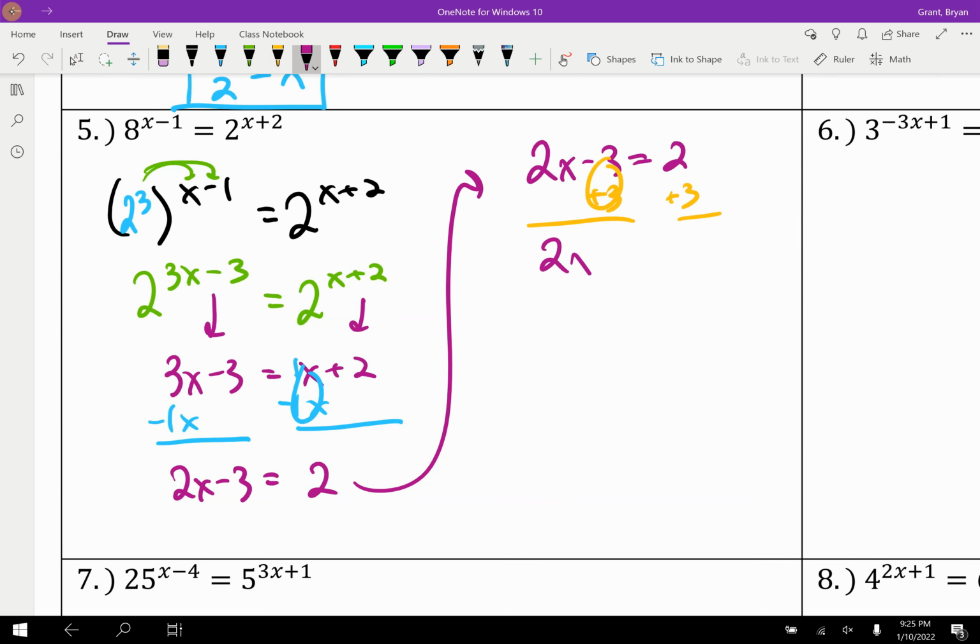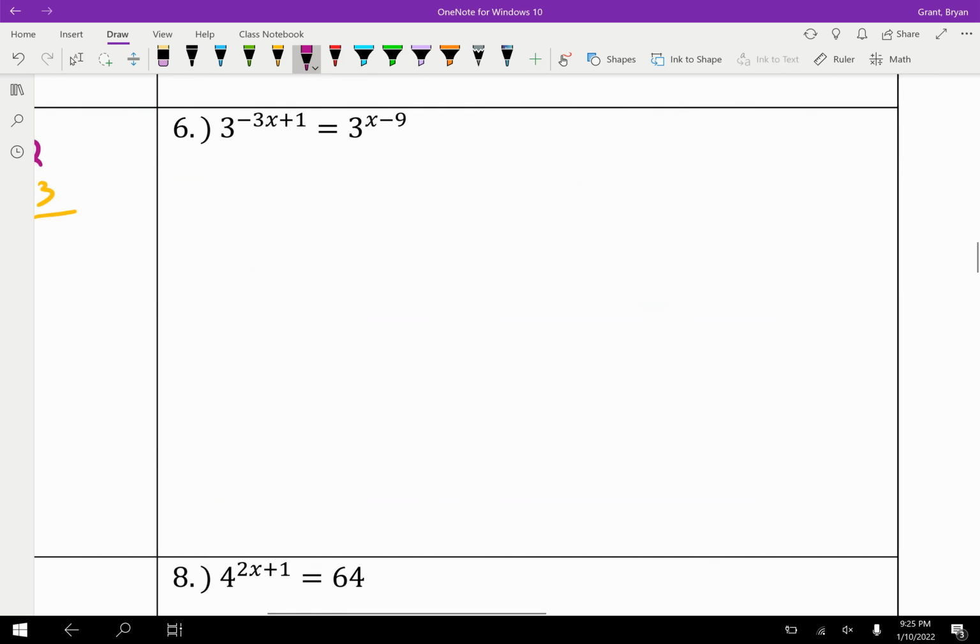This gives me 2x equals 5. And last but not least, I think we divide off the 2. And we end up with x equals 5 halves, or if you wanted the decimal, that's 2.5. 3 problems remain. Okay. Oh, nice.